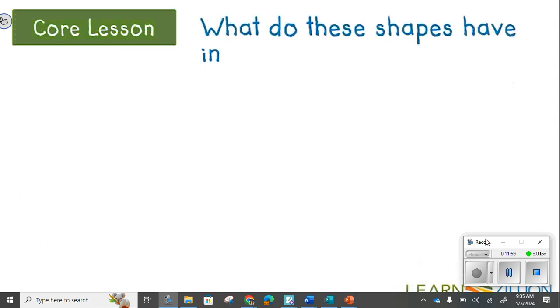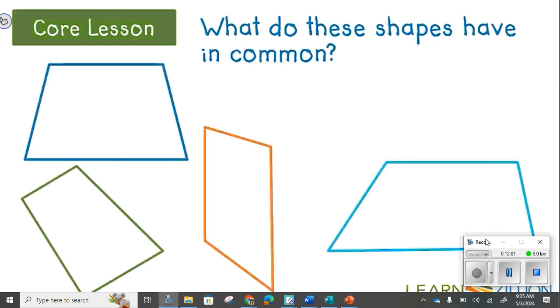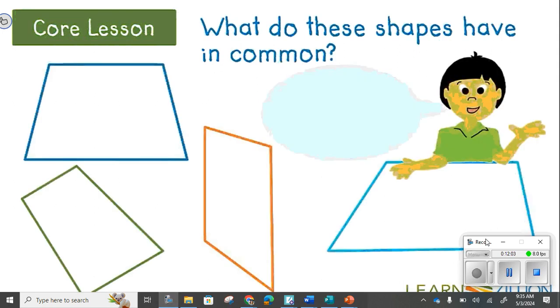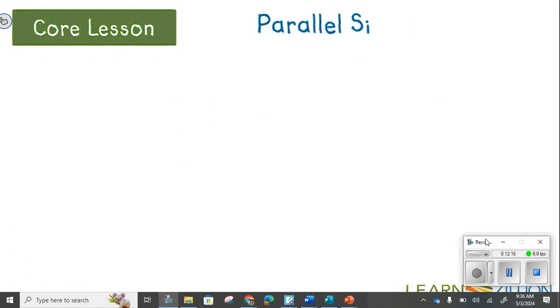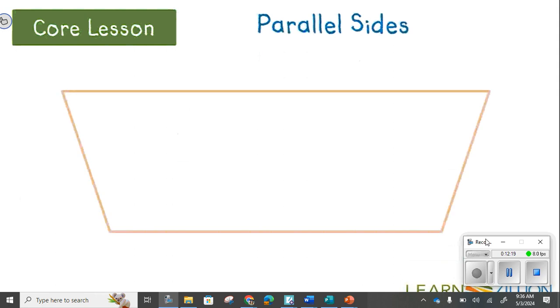Let's take a closer look at these shapes. What do all of these shapes have in common? All of these shapes have 1 pair of parallel sides as an attribute. That means they have at least 1 pair of sides that are opposite from each other, that run in the same direction, and are the same distance apart from each other. How do I know if a shape has parallel sides?